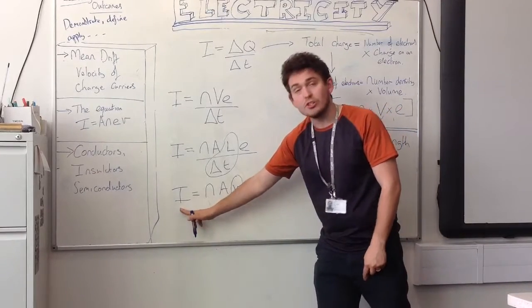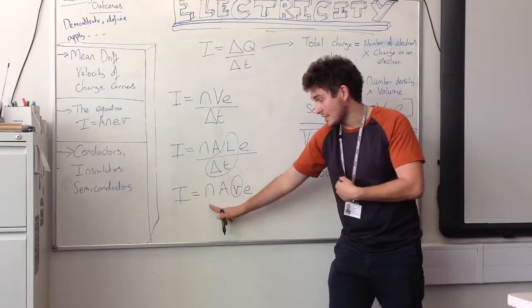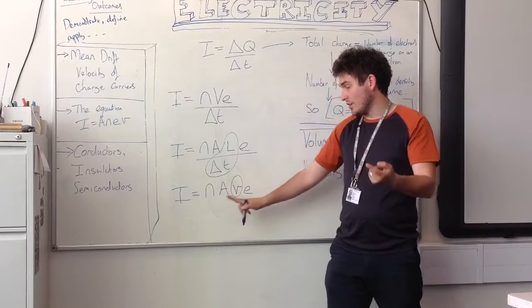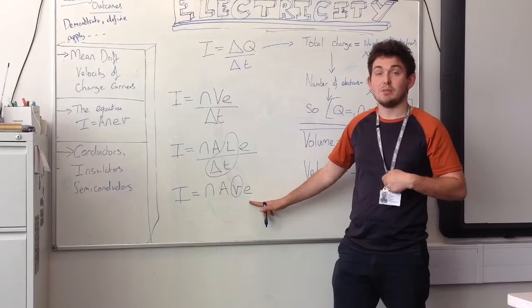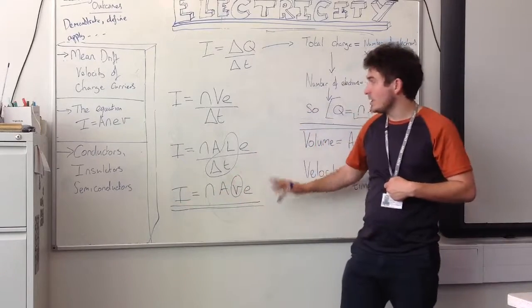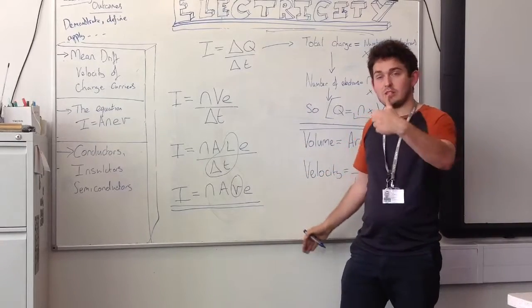So current is equal to the number density times the cross-sectional area times the drift velocity times the electric charge, or the elementary charge. That is an equation that you need to be able to remember, and being able to derive it couldn't hurt either. Do you understand? Let's hope so.